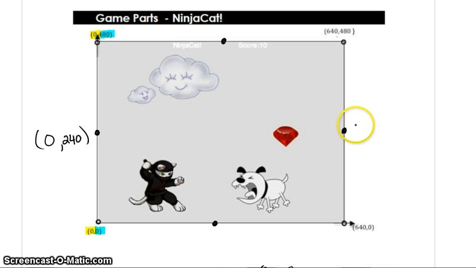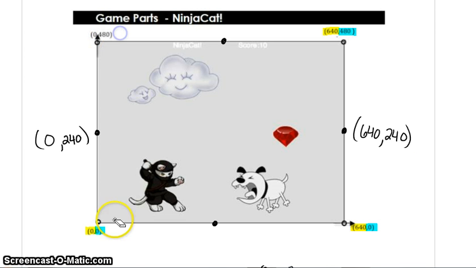How about the midpoint on the right side of the screen? I know that the coordinates of the midpoint will be the average of the x's and the average of the y's. So the average of 640 and 640 is 640, and the average of 0 and 480 is 240. So those are the coordinates of the midpoint of the right side of the screen.